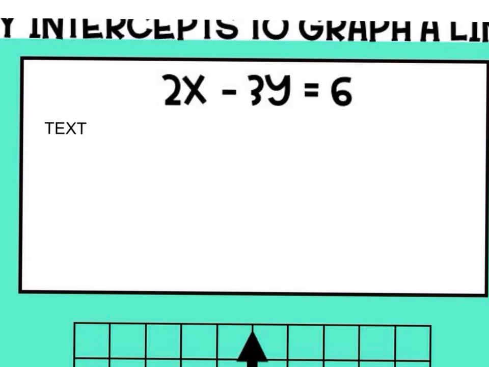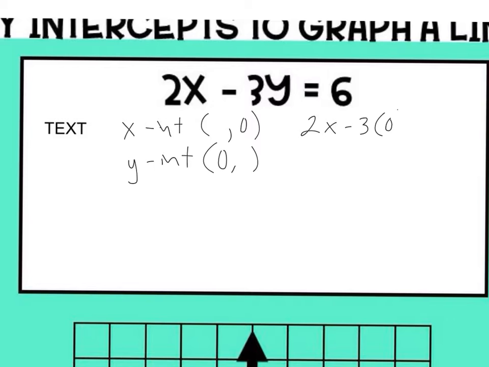Once again, I'll go through this both ways. If we want the x-intercept, we're going to set y equal to 0. And if we want the y-intercept, we're going to set x equal to 0. So let's start with the top one. Where our y is 0, we'd have 2x minus 3 times nothing is equal to 6. Negative 3 times nothing is nothing. You get 2x is equal to 6. Divide both sides by 2, you get an x-intercept of 3.